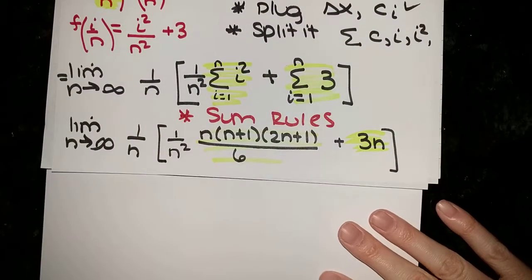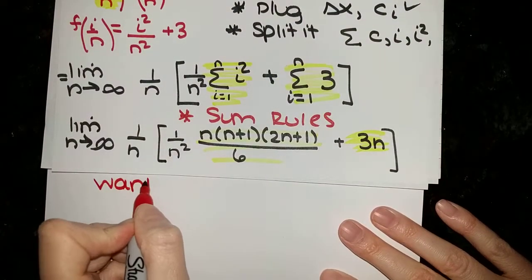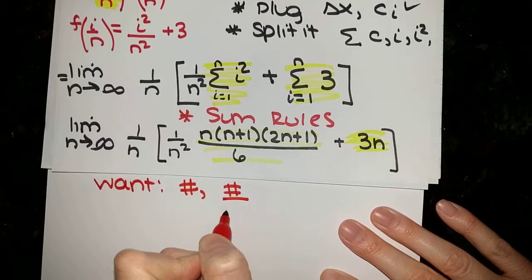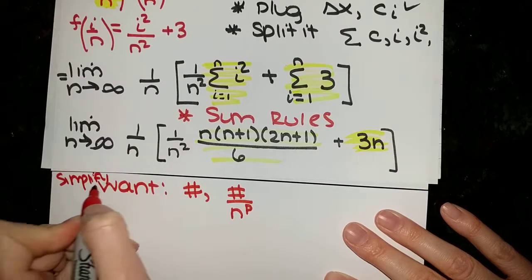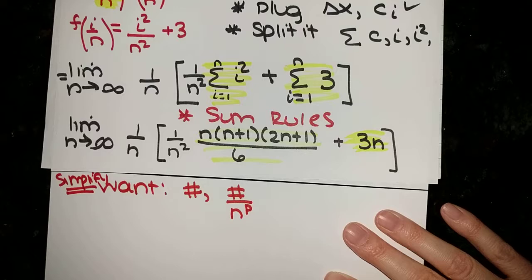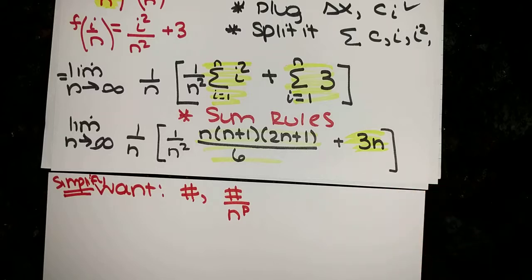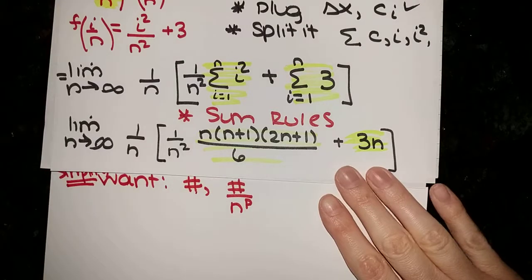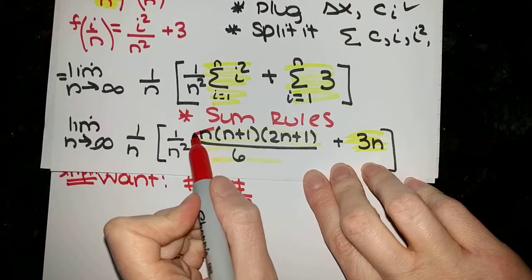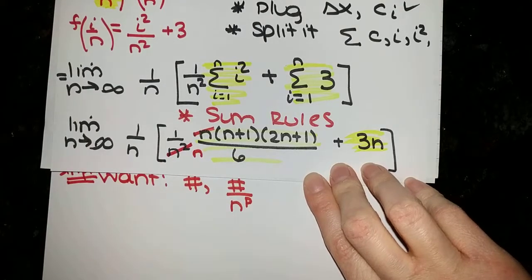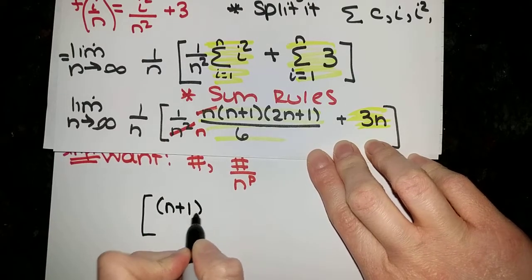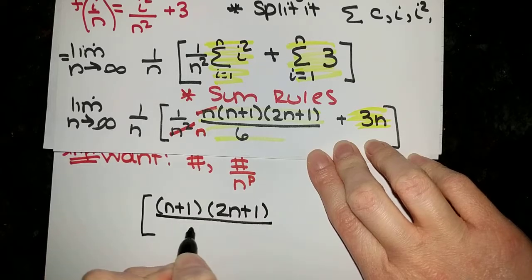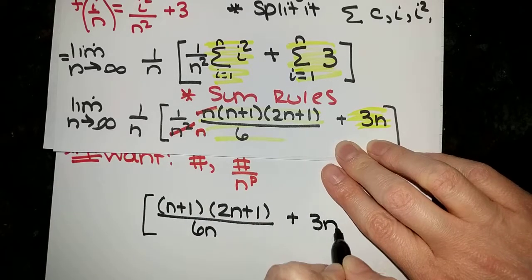So to evaluate the limit, what we want to get is a number over n to a power p. So to get to that, we are going to have to simplify as much as possible. So we're going to simplify to try to evaluate the limit to get a number over n to the power p, and then we'll be able to deal, okay? All right, so let's see how we are going to deal with this. The most obvious thing to simplify here is that an n here can cross out with one of the n's here, okay? And inside the bracket, there's really not too much more to simplify. So I have n plus 1 times 2n plus 1 over 6n plus 3n.